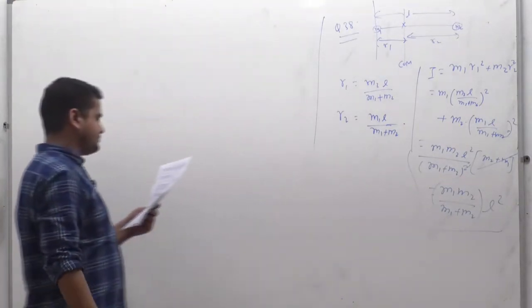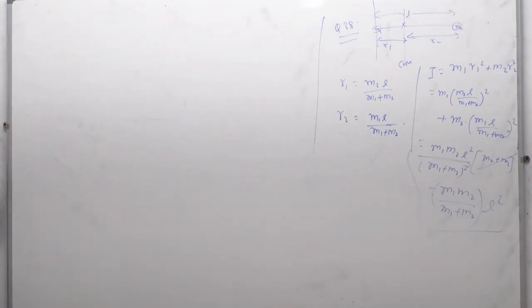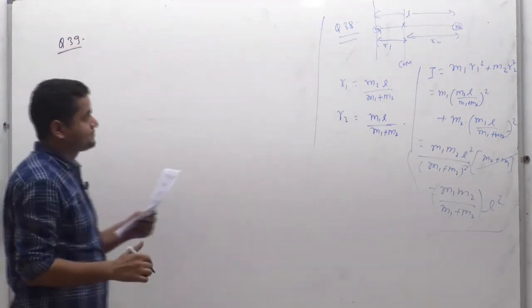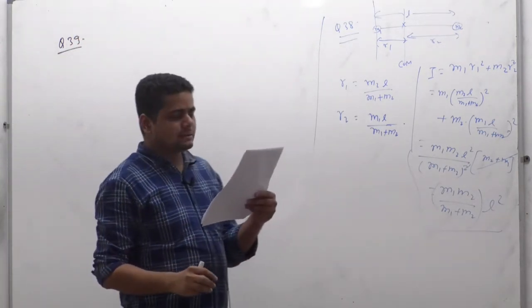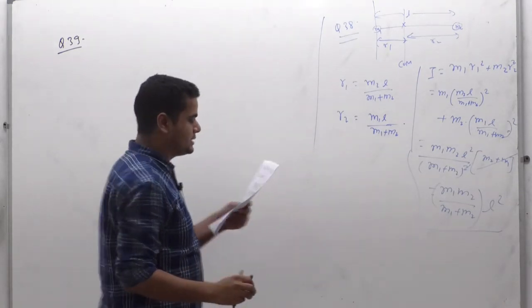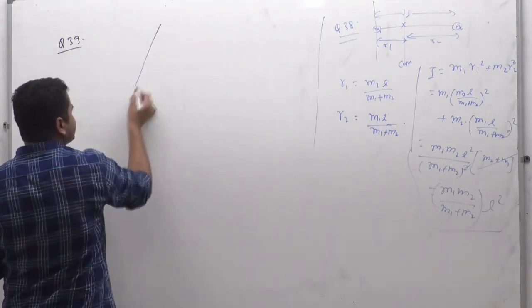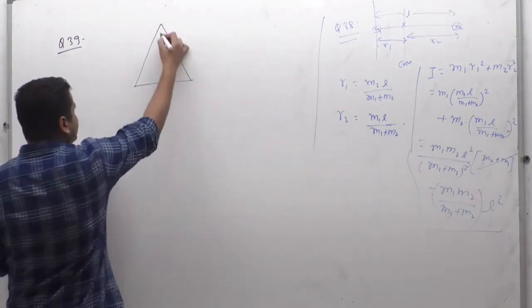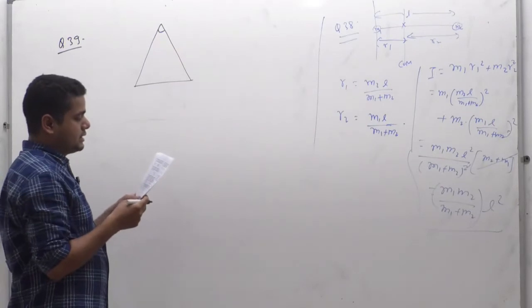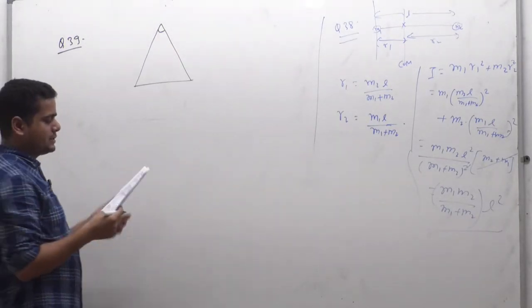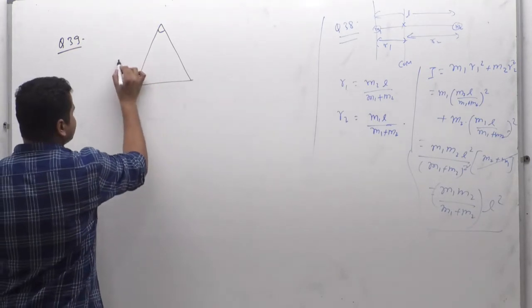Next, we can go through question number 39. What they have given: the angle of incidence for a ray of light at a refracting surface of a prism is 45 degrees. This is a question on prism, so let us make a prism. Suppose this is the normal, and this is the ray coming like this.